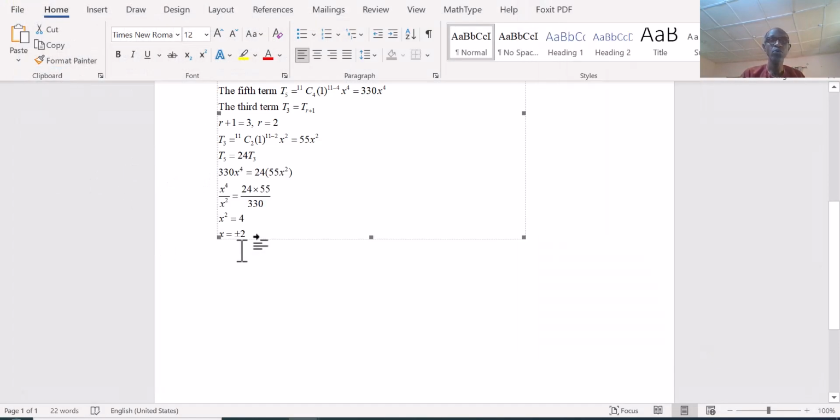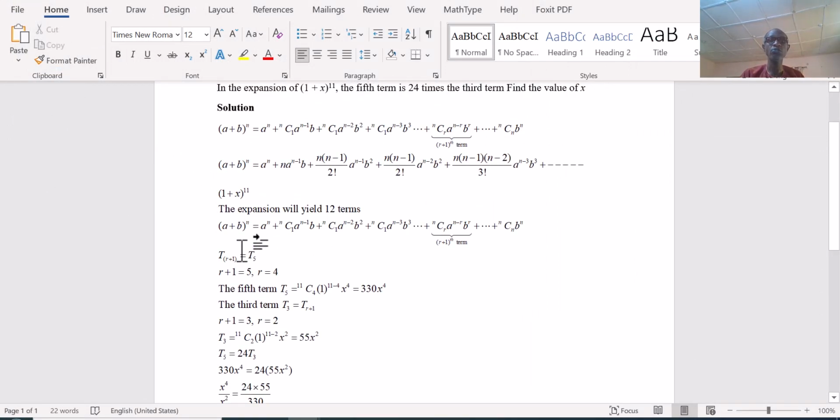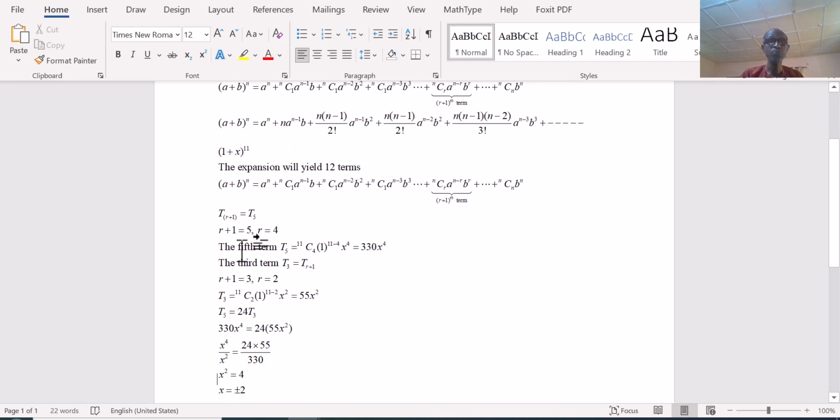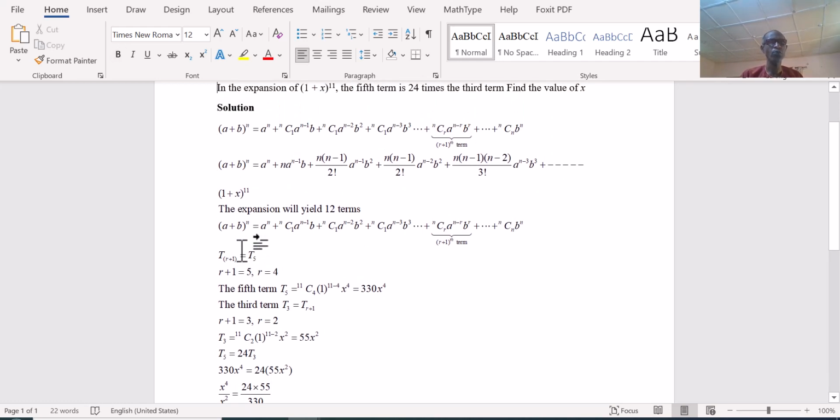So this is how to go about this particular type of problem, how to solve it. Hope you understand my explanation. I'm trying to break it down so that you understand it. So go over the problem again. Take your pen and write. Maths is not just reading. You need to write so that you get what we are really passing across.